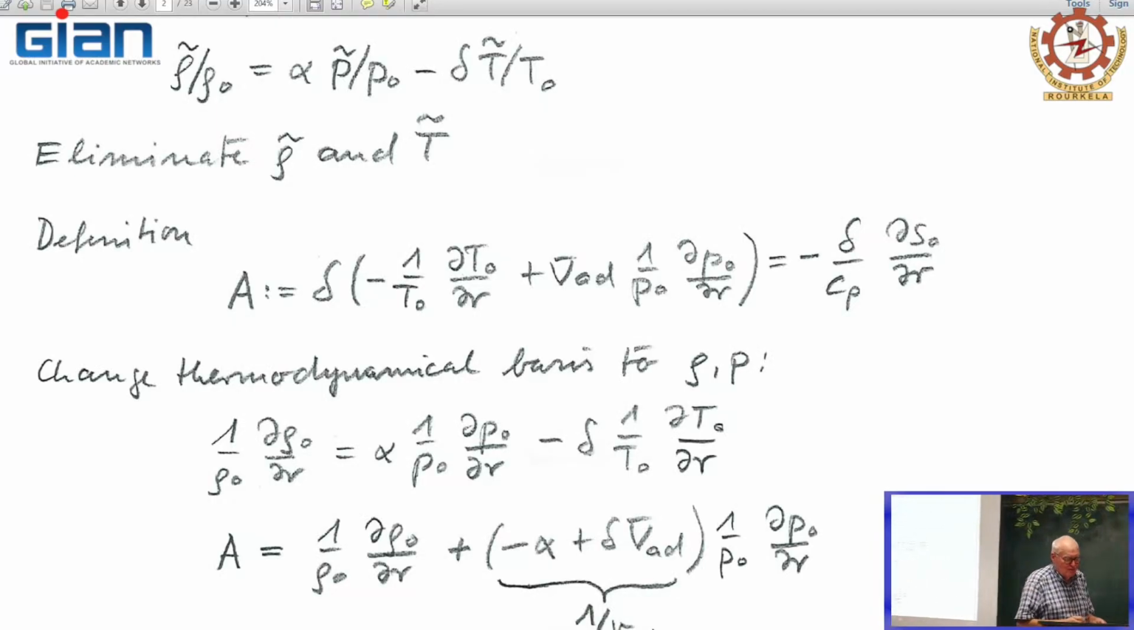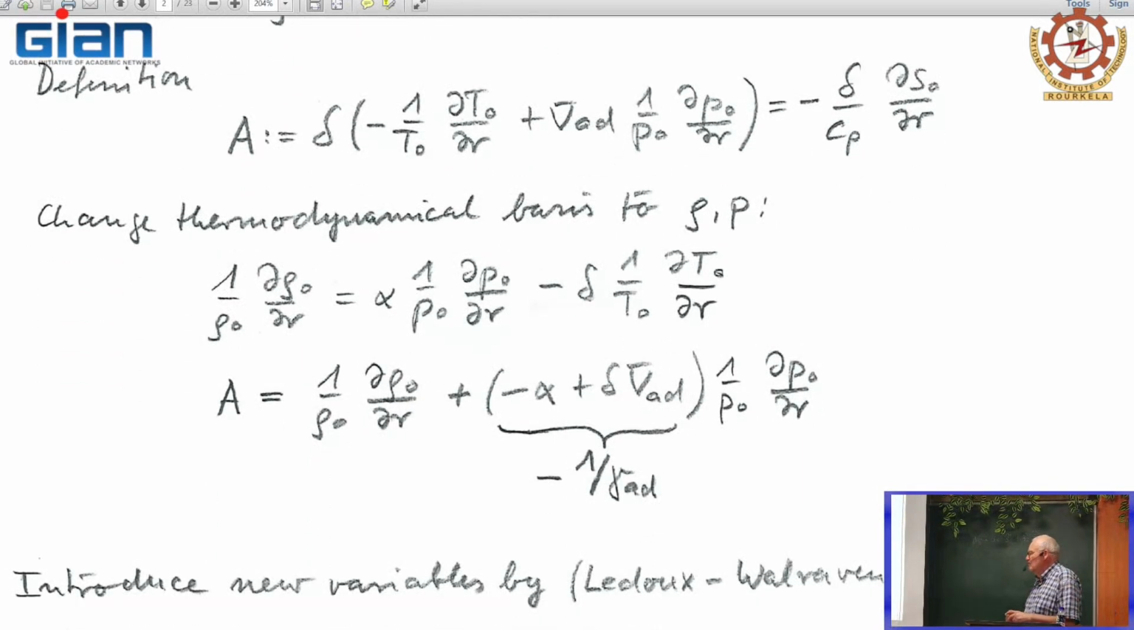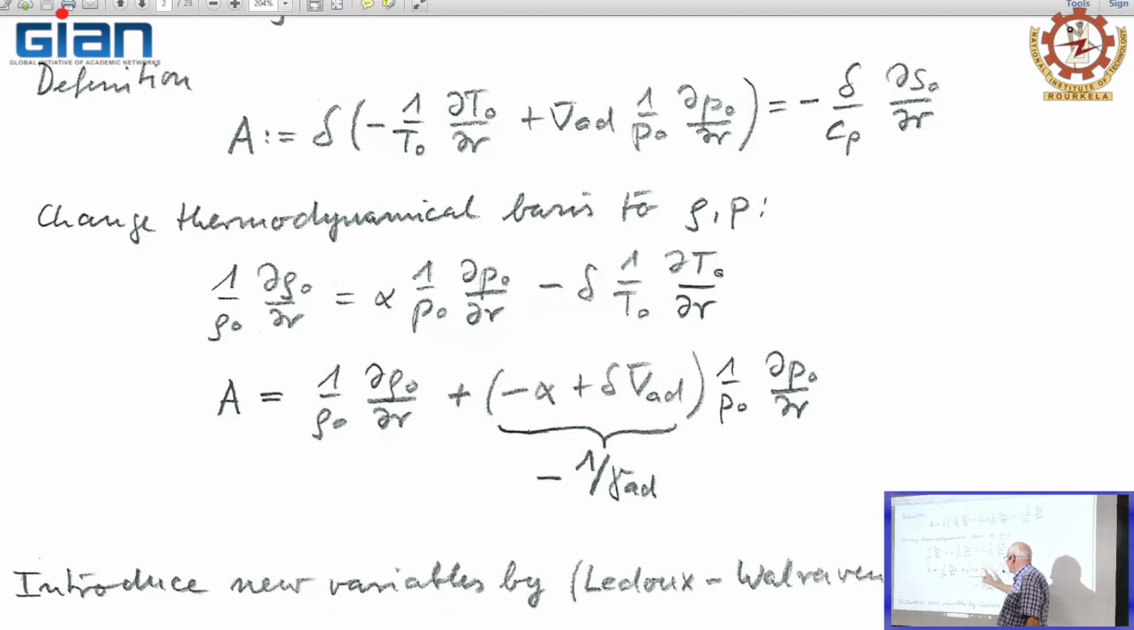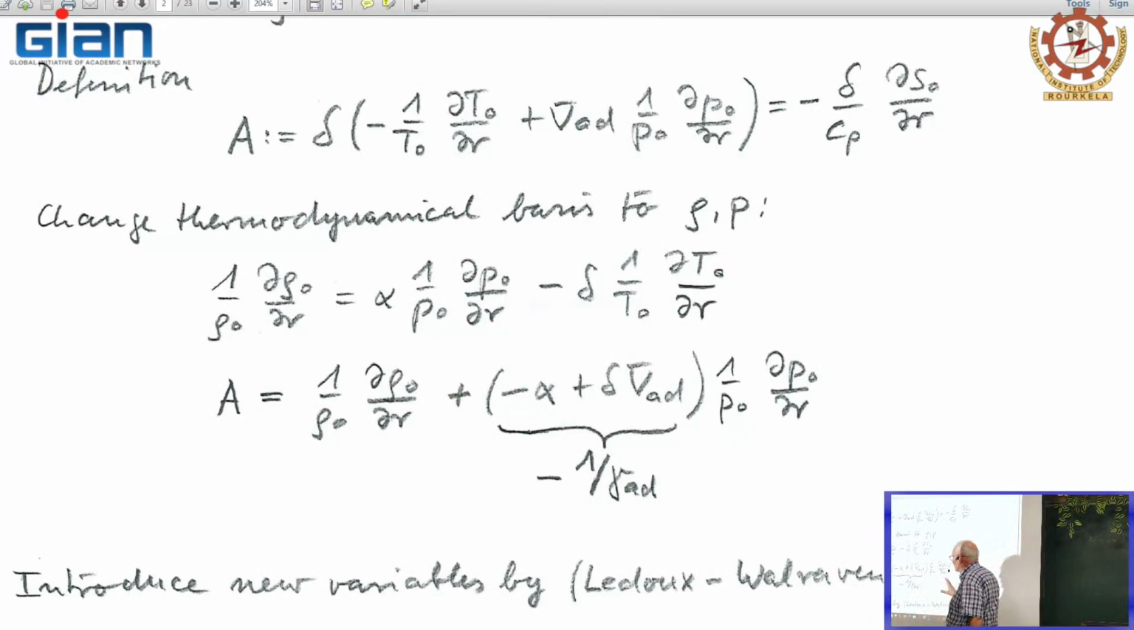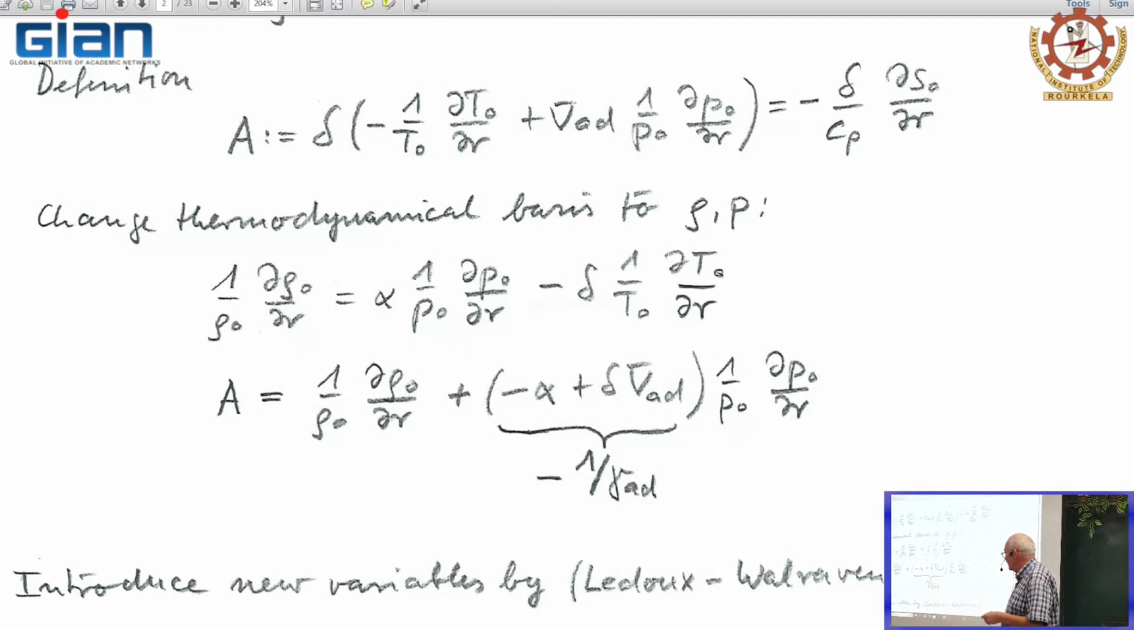Well, this quantity can be given a more compact form. We have already derived this expression in one of the previous slides. The minus alpha plus delta nabla adiabatic is 1 over the adiabatic exponent gamma adiabatic. Okay, so we can rewrite the quantity A by the relative gradient of density, the relative gradient of pressure, and the adiabatic exponent gamma adiabatic.